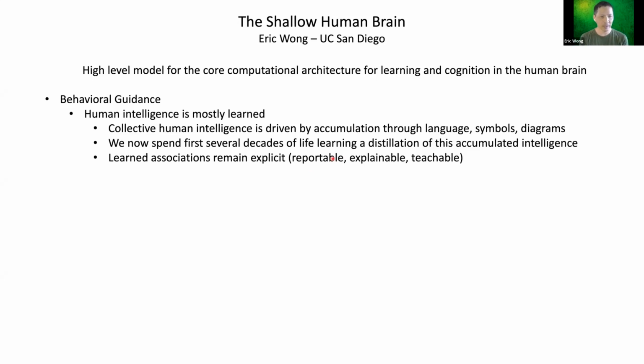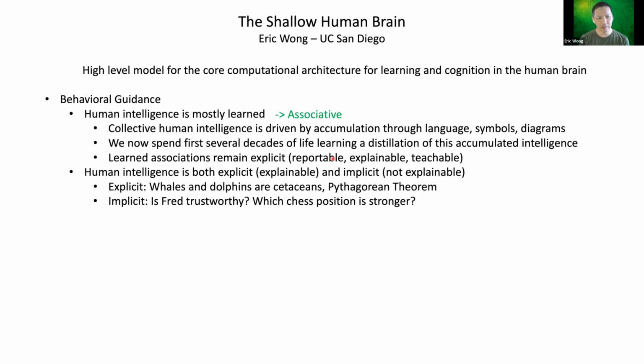So to start off, we note that human intelligence, at least modern human intelligence, is mostly learned. Collective human intelligence is driven by the accumulation through language, symbols, and diagrams of knowledge from all of our human peers. We now spend the first several decades of our life learning a distillation of this accumulated intelligence. And we also note that the learned associations from all these lessons remain explicit, that is reportable, explainable, and teachable. And we would suggest that these features suggest an associative network as an underlying architecture for most of this type of intelligence. Associative in the sense that we directly connect some object A to object B.